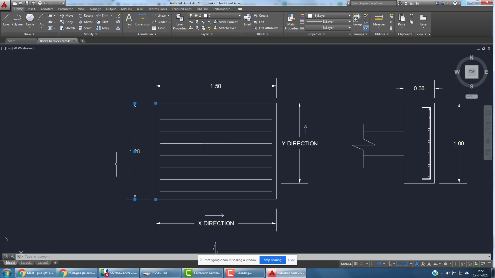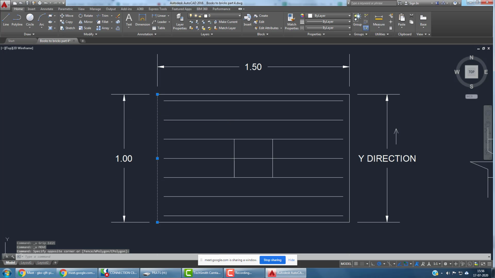This is an important step that you need to understand. Number of bars along x direction is decided by the dimension in y direction. Yes, 9.33 is equal to 10, we will decide that, but first you understand the logic. The number of bars that you need to provide along x direction is decided by the dimension in y direction. Is it clear guys?